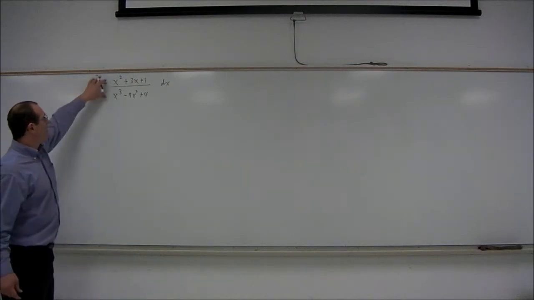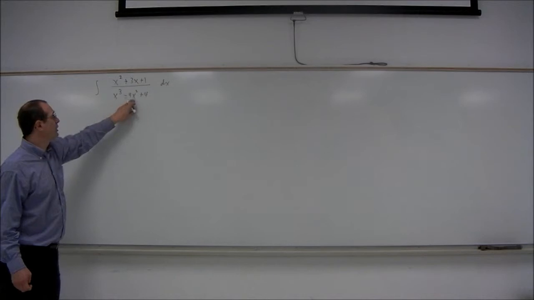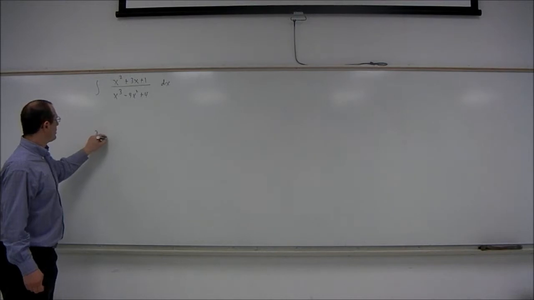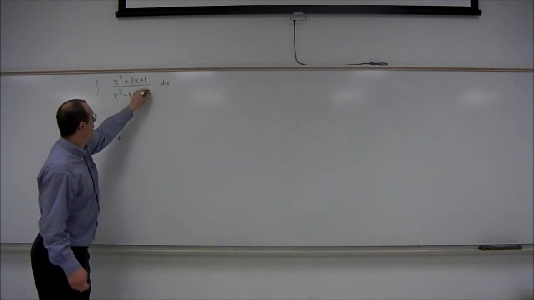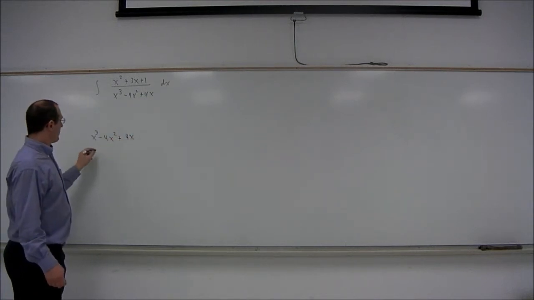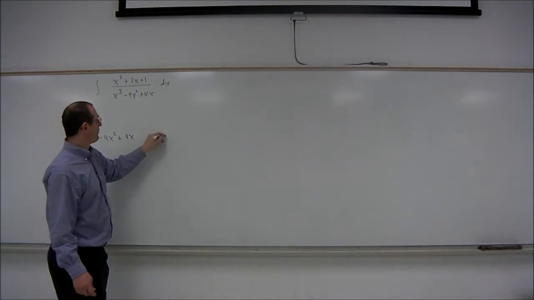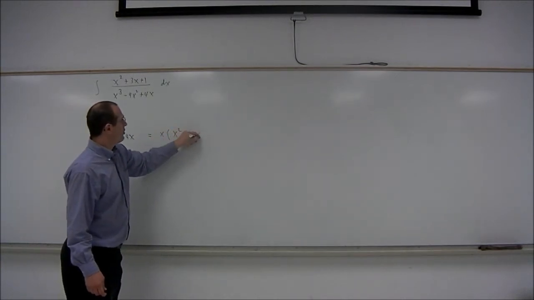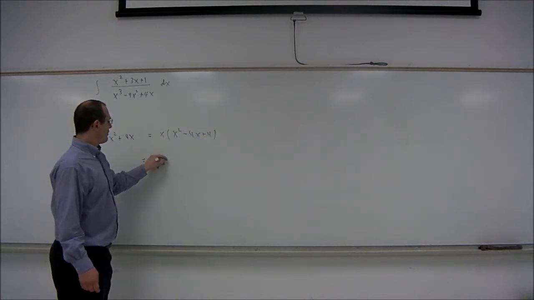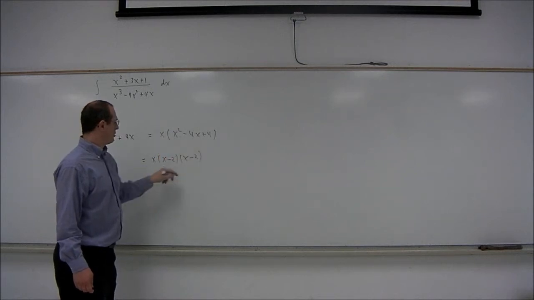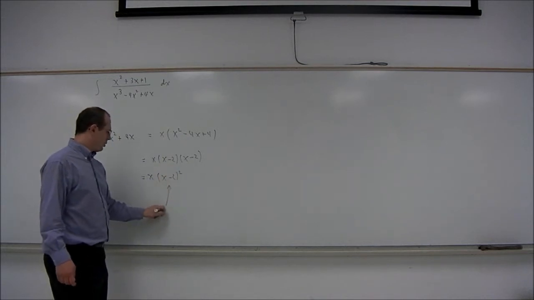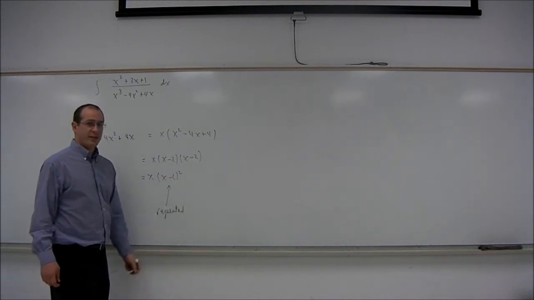So the first thing we want to do when integrating a rational function like this is to completely factor the denominator. So x cubed minus 4x squared plus 4x, excuse me, that was supposed to be 4x. We can factor out an x to give x squared minus 4x plus 4, and then we can factor the quadratic as x minus 2 times x minus 2. In other words, x times x minus 2 squared, and we have here what's called a repeated linear factor.